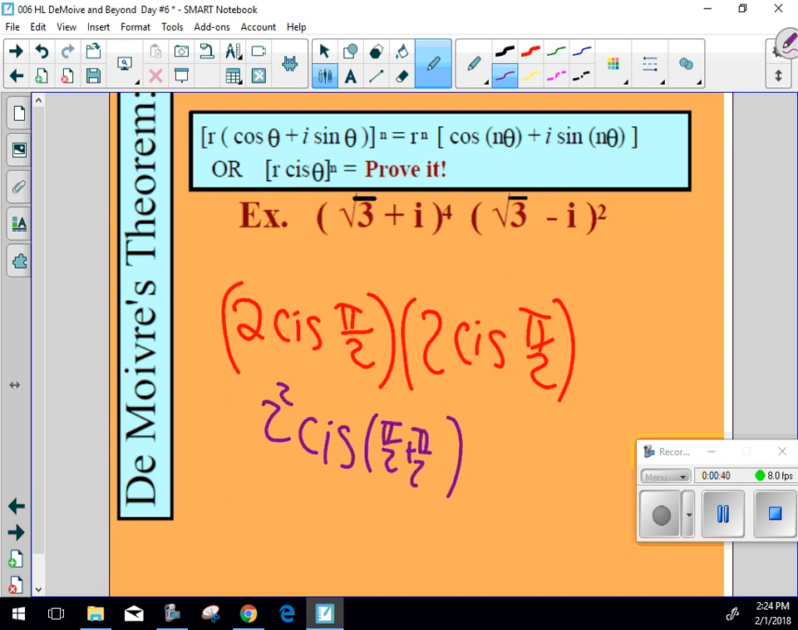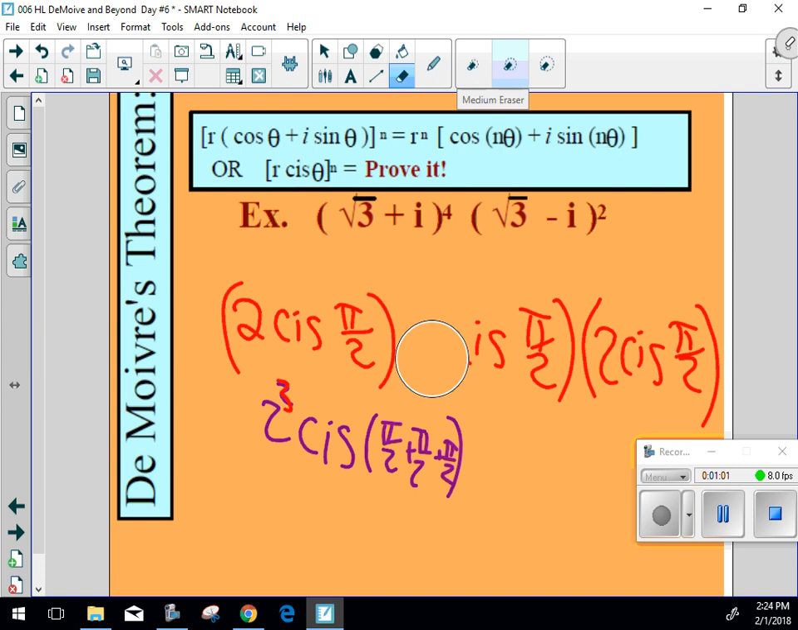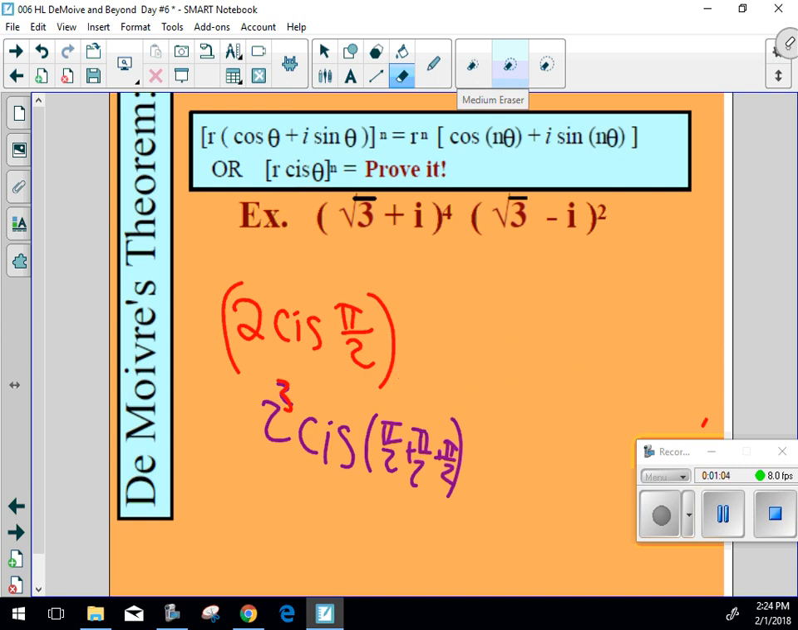Now, what if I multiplied this by another 2 cis pi over 2? What if I multiplied by a third one? Now this is going to be 2 to the what? Third, and this is going to be pi over 2 plus pi over 2 plus what? Another pi over 2. So essentially, I could take this to any power I want. Let's take it to the 8th power.